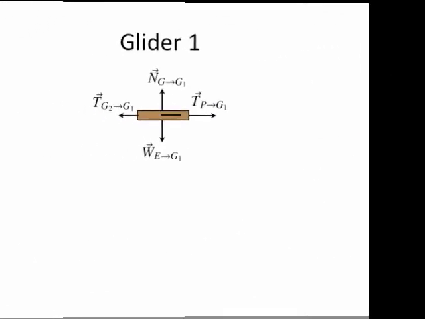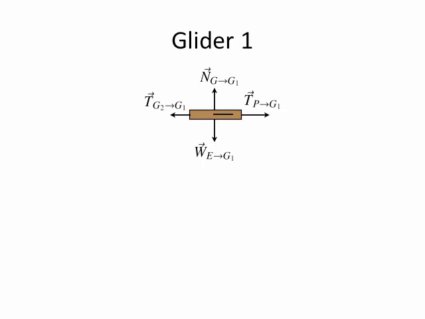Good. Now let's go back to glider 1. Glider 1 also has 4 forces acting on it. So when we write out Newton's second law of motion, we're going to write it as the sum of those 4 forces is equal to the mass of glider 1 times the acceleration of glider 1. Again, we're going to break each of those forces and that acceleration into x and y components and write out Newton's second law in component form.